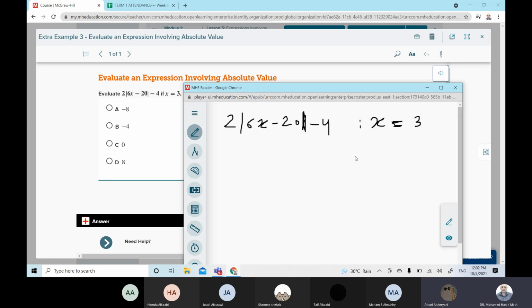Mister, minus 4. What is your name? Adari. Adari said minus 4. Who has a different answer? Minus 4. What is your name? Shamma. Shamma said minus 4. Thank you, Shamma. Who has a different answer? Minus 4. What is your name? Hamda Matar. Thank you, Hamda. Hamda also said minus 4. Who has a different answer? Mister, I also got minus 4. What is your name? Judy. Okay, thank you, Judy.